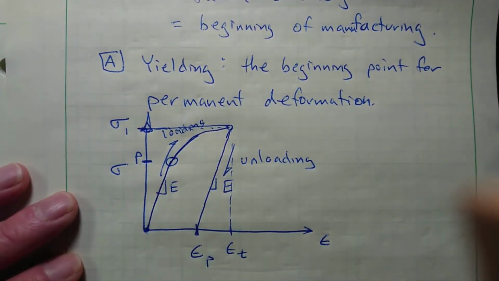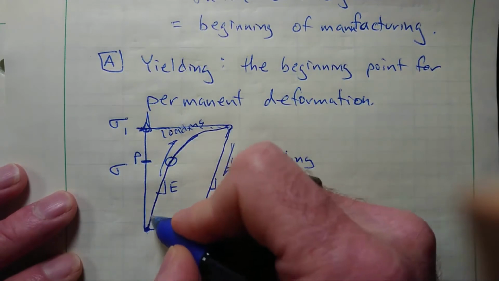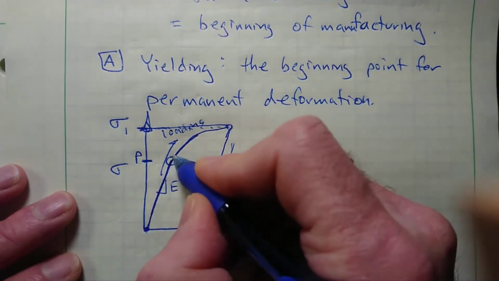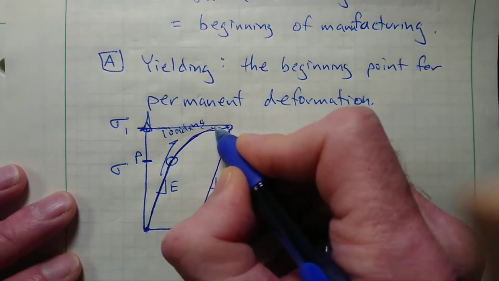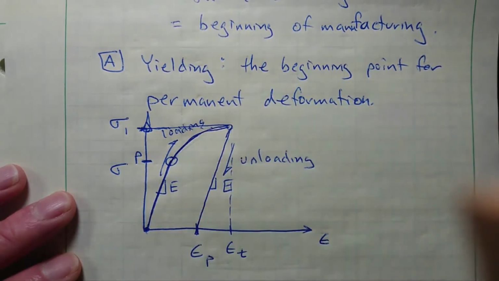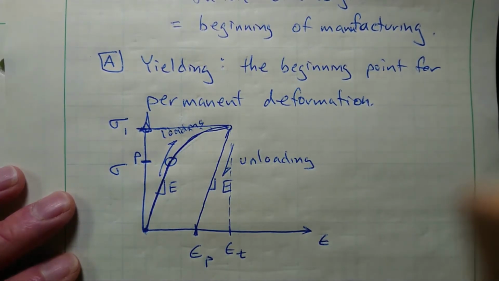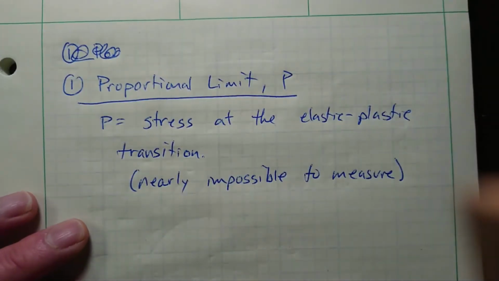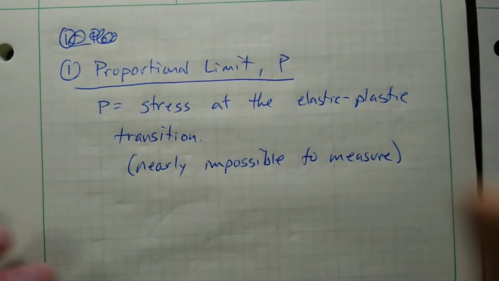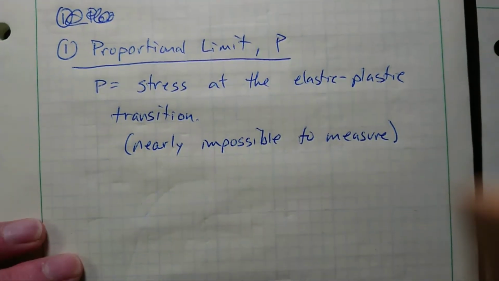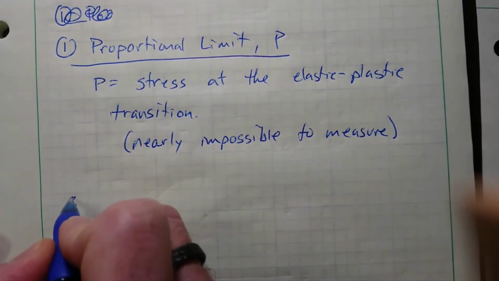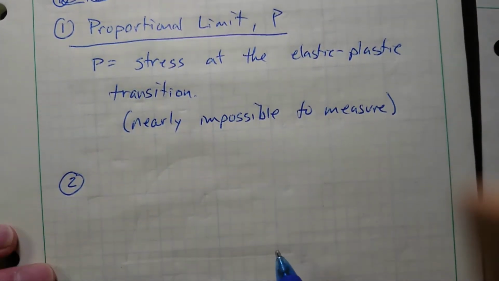P is the stress at the region where the sample goes from being linear elastic to starting to accumulate plastic strain in addition to the elastic strain that is associated with the applied load. It's really hard to measure because that transition is kind of gradual, because in a polycrystalline metal, some grains yield before others, and it's really pretty tough. And so we don't usually use the proportional limit as a material property because it's hard to determine.